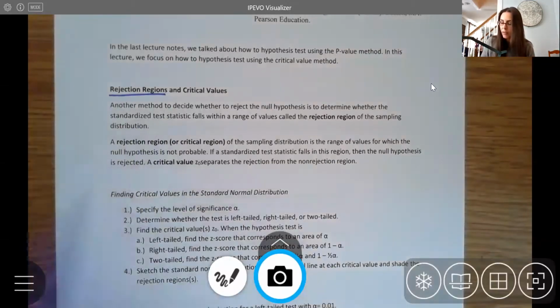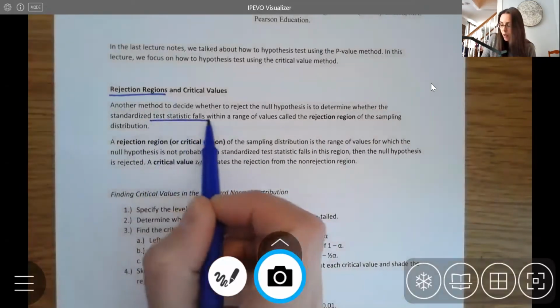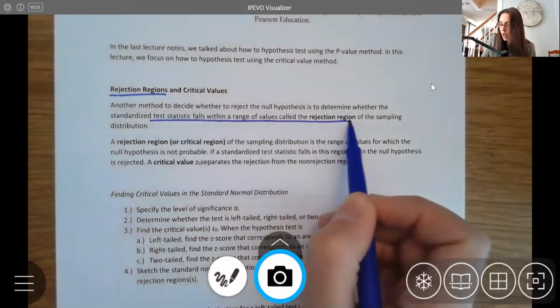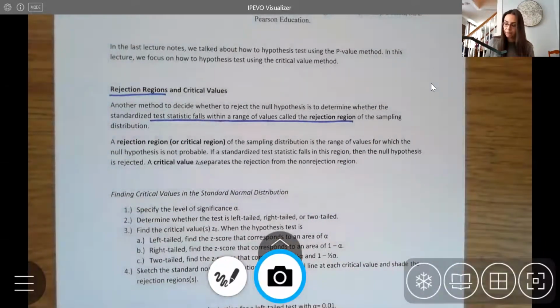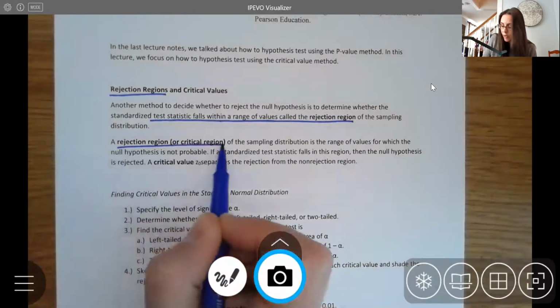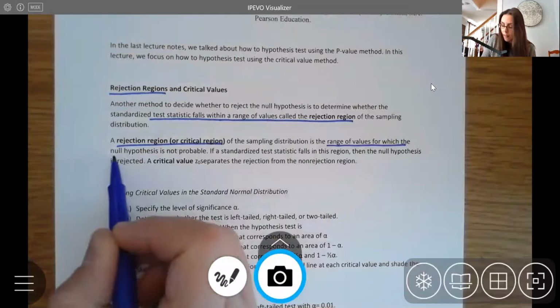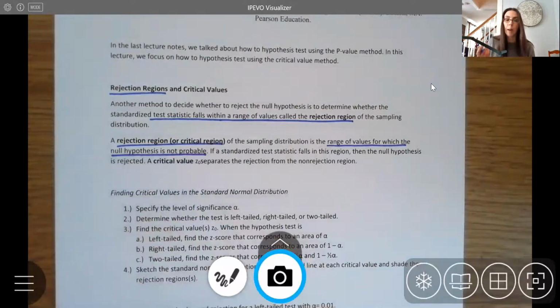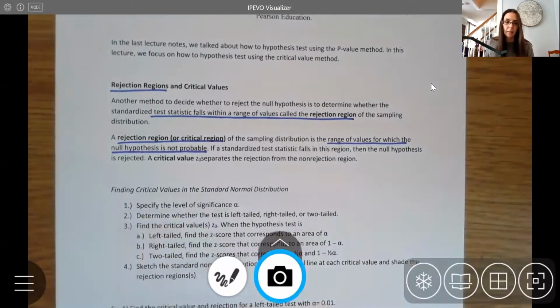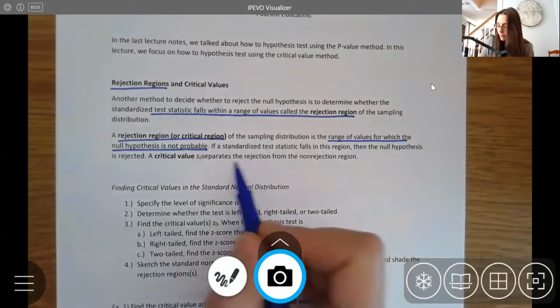Another method to decide whether to reject the null hypothesis is to determine whether the standardized test statistic falls within a range of values called the rejection region. A rejection region, also called a critical region of a sampling distribution, is the range of values for which the null hypothesis is not probable, so it is unlikely. If a standardized test statistic falls in this region, then the null hypothesis is rejected.